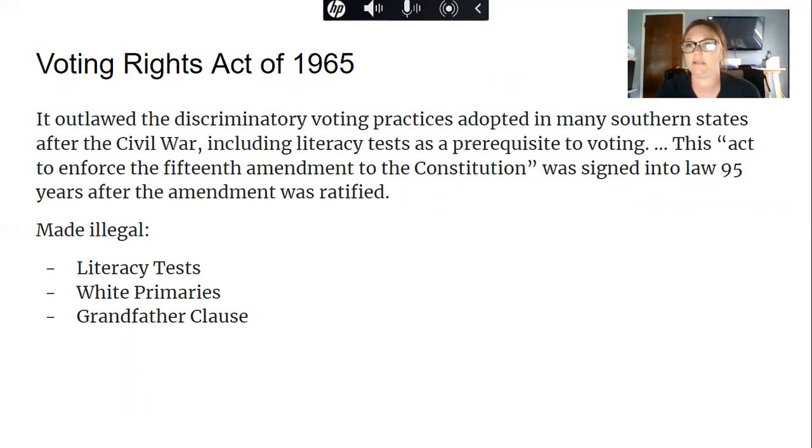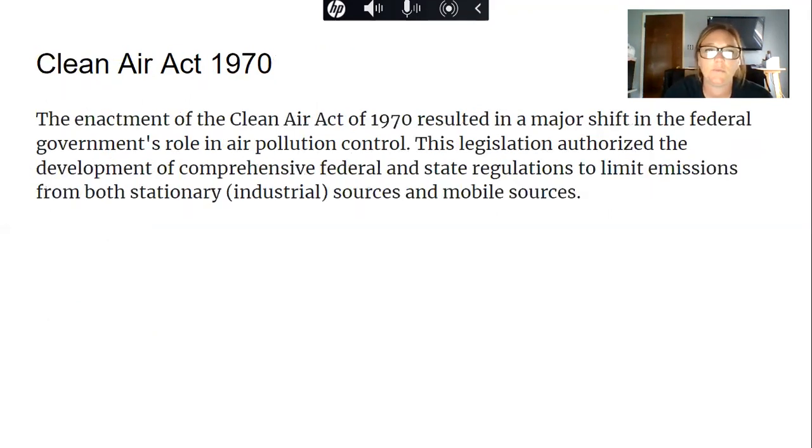that are limiting not just African American men, but African Americans in general, from being able to exercise their right to vote. So things like literacy tests, white primaries, and grandfather clauses are all illegal after the Voting Rights Act is passed in 1965. I think that's probably good for that one. I'm going to go ahead and keep moving on.